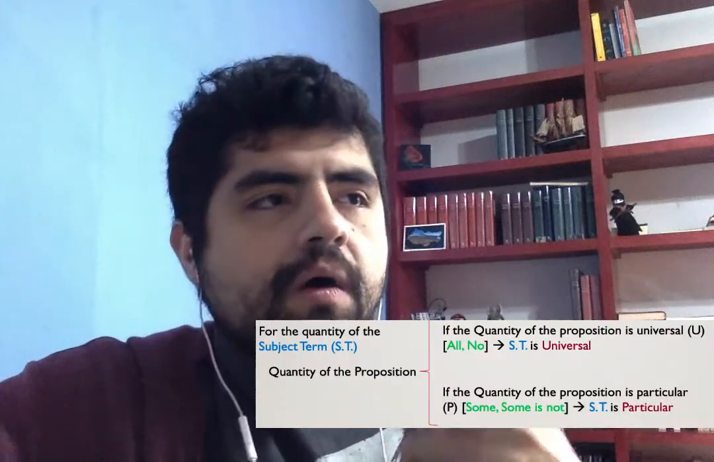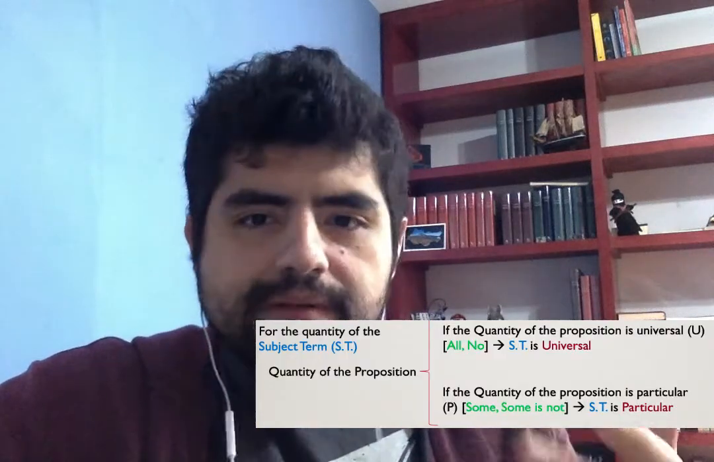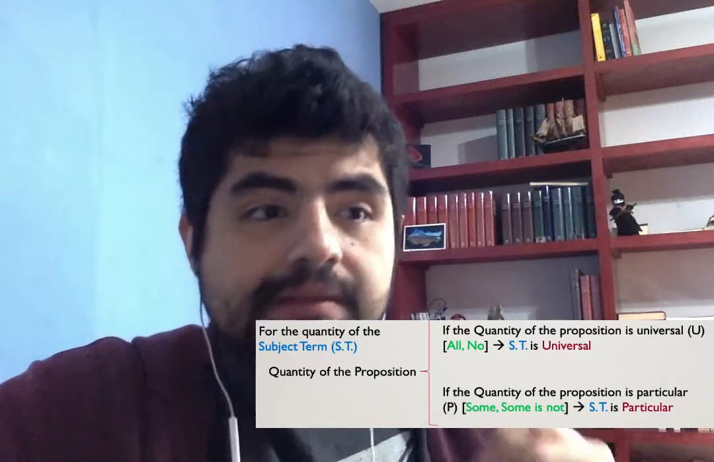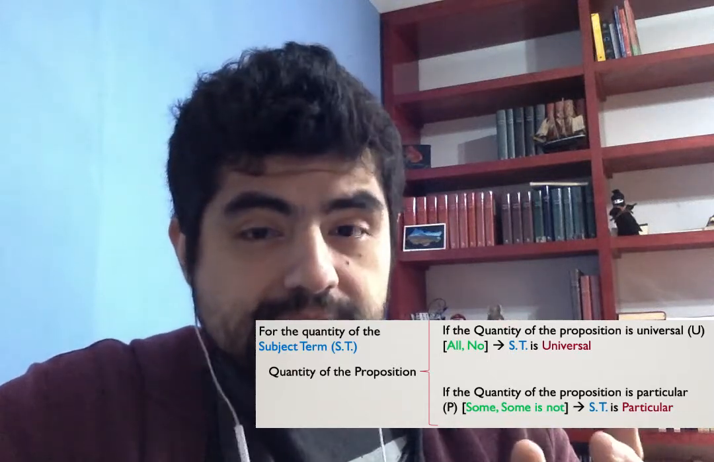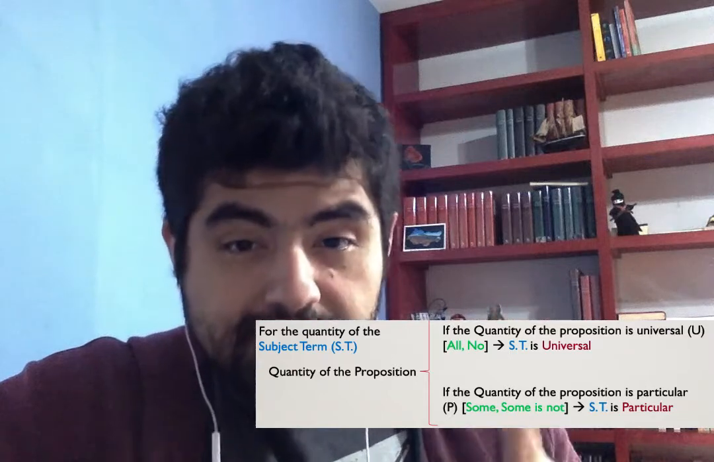So the subject term and the predicate term have by their own a quantity that is independent of the quantity of the categorical proposition itself. How can we get the quantity of the subject term and the quantity of the predicate term? With the following rules. In order to determine the quantity of the subject term, we can use this schema. On what depends the quantity of the subject term? That depends on the quantity of the proposition itself. Let's take a look at this schema.